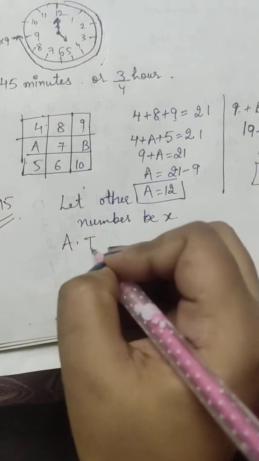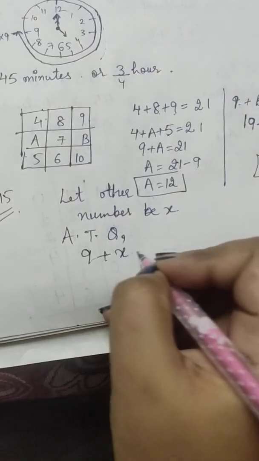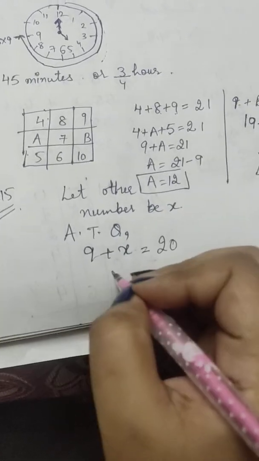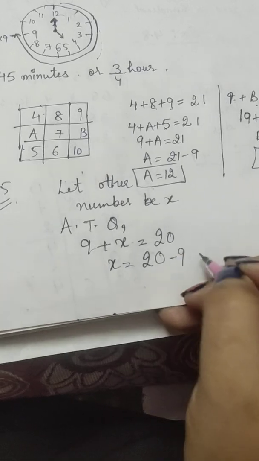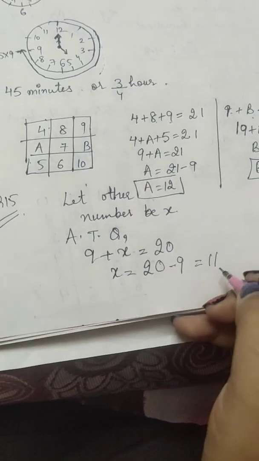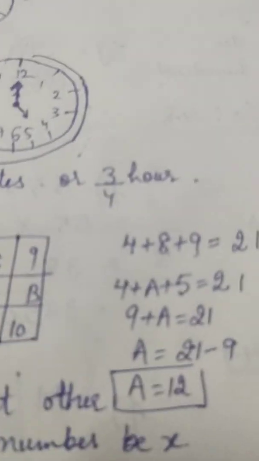So according to the question, what is given to you? That 9 plus x is your 20. So x comes out to be 20 minus 9, that is 11. So x equals 11. The other number is 11.